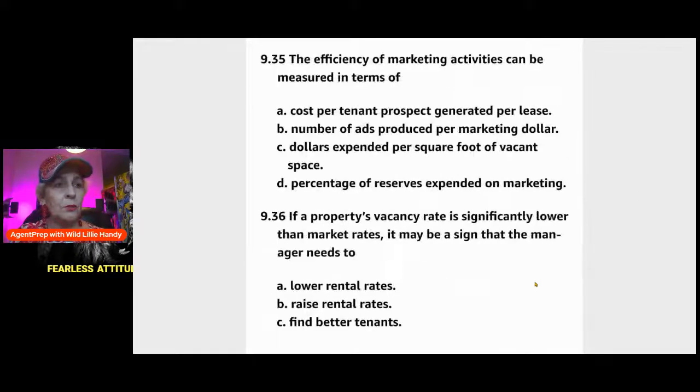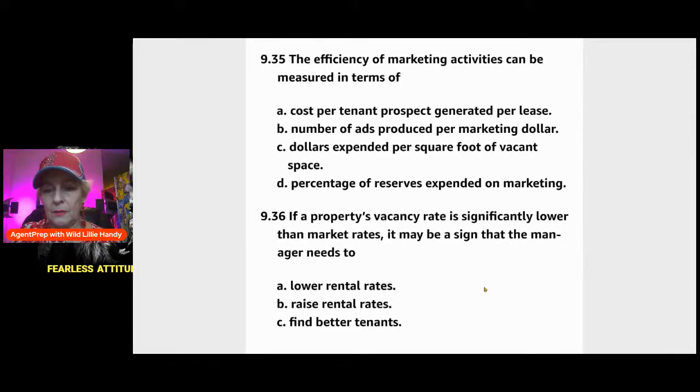Okay, so let's go back and review your vocabulary of effective gross income and net income, and operating expenses and such.